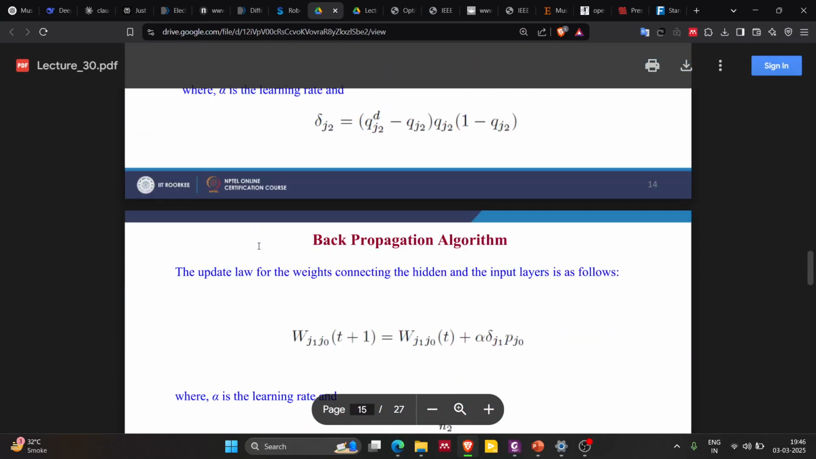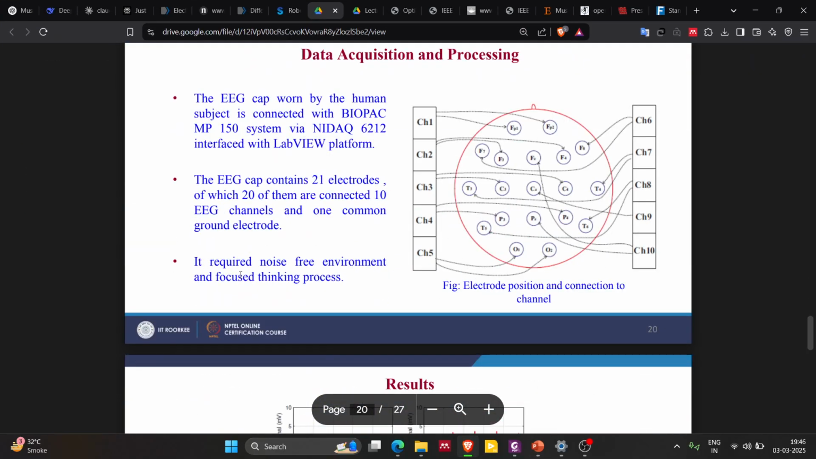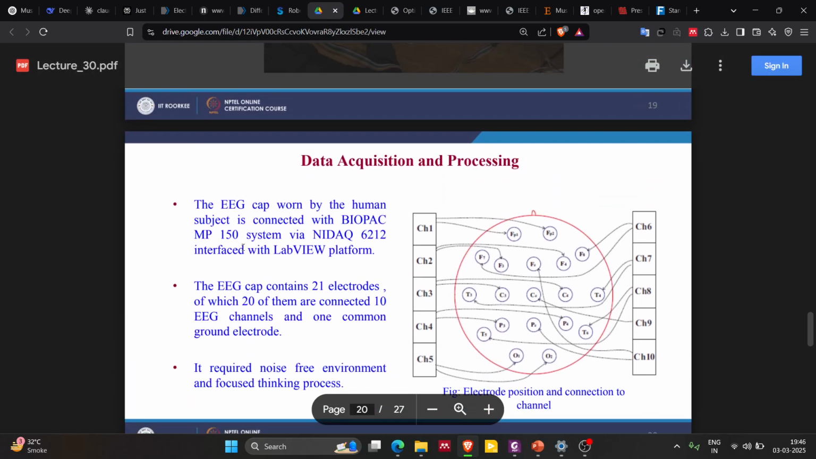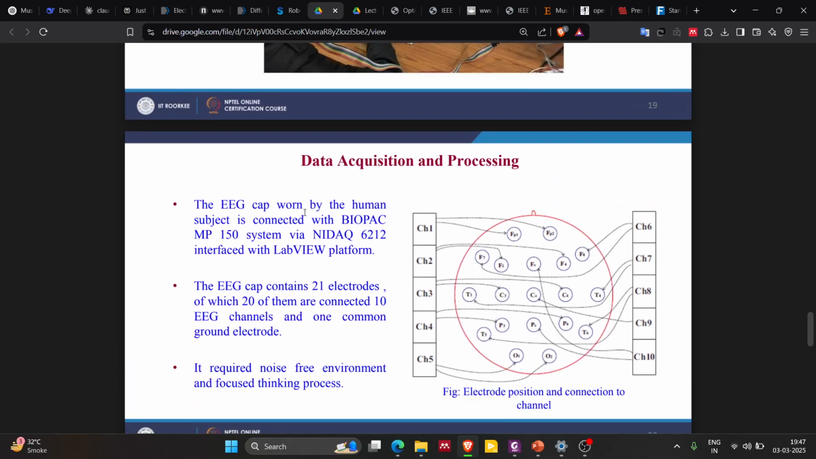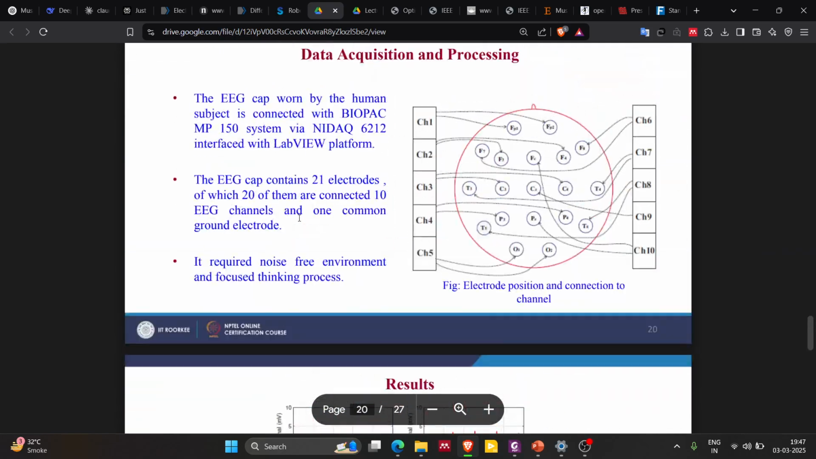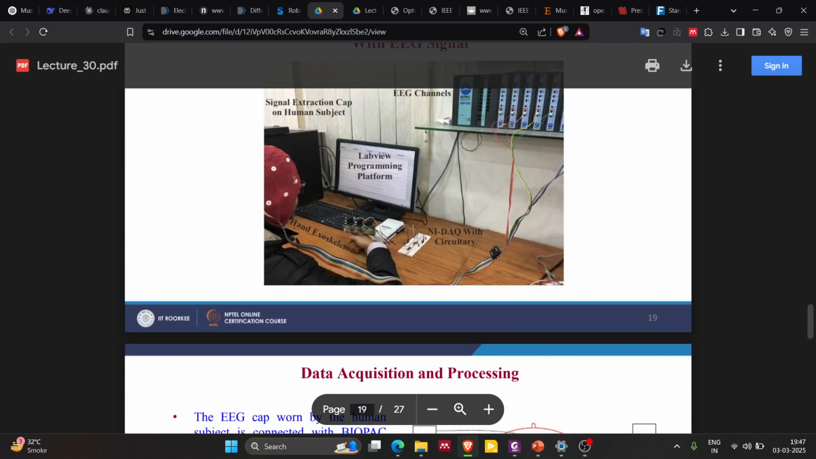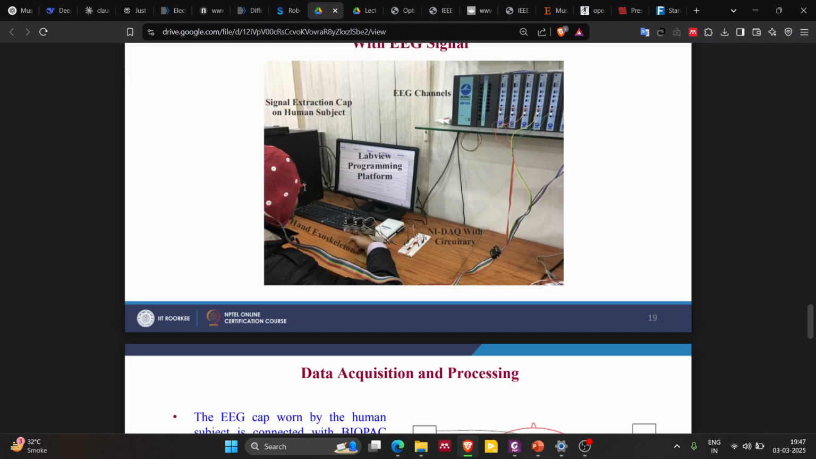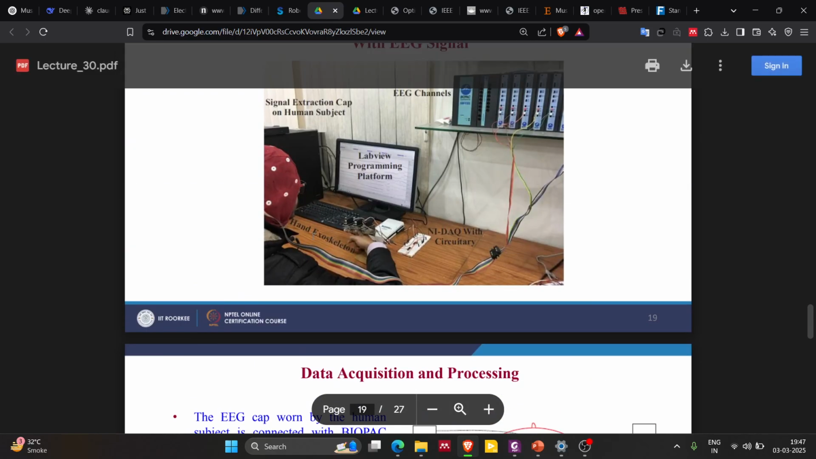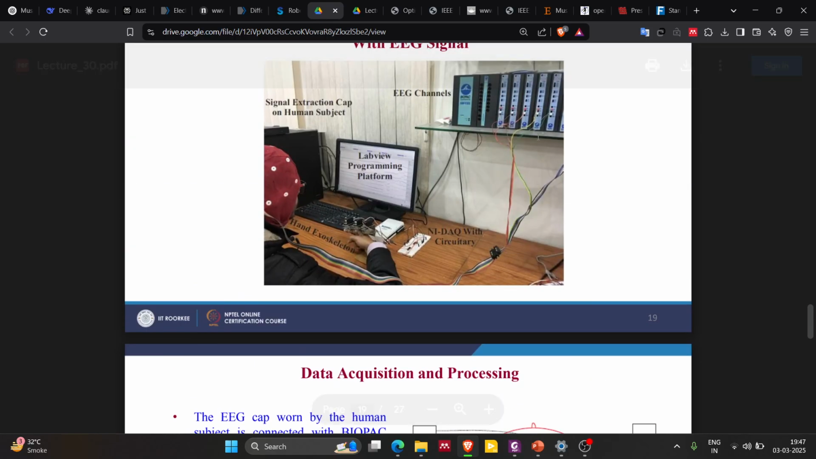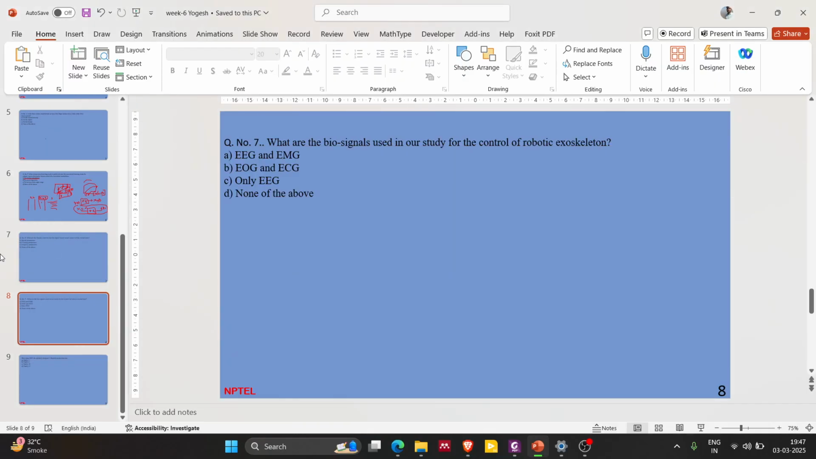So these are something which you need to keep in mind. This is an EEG cap, and I think you can see this is a user wearing the EEG. There are only these two different kinds of sensors which they have used.